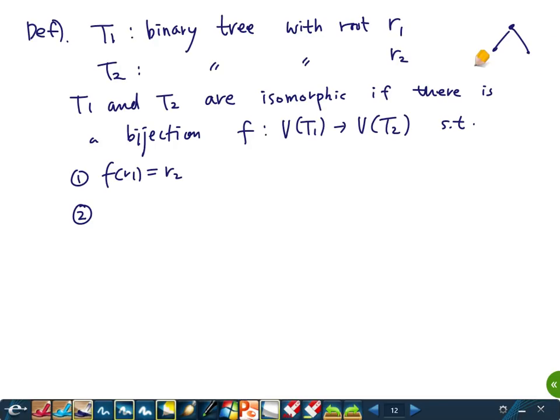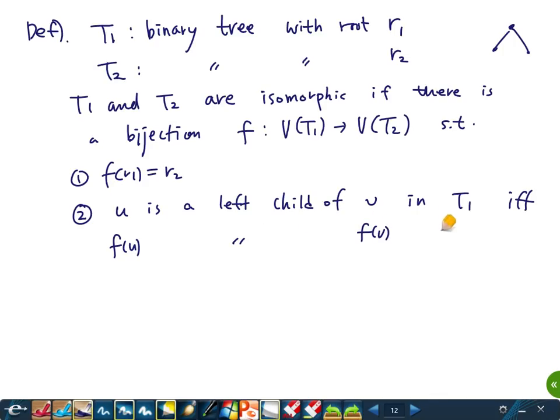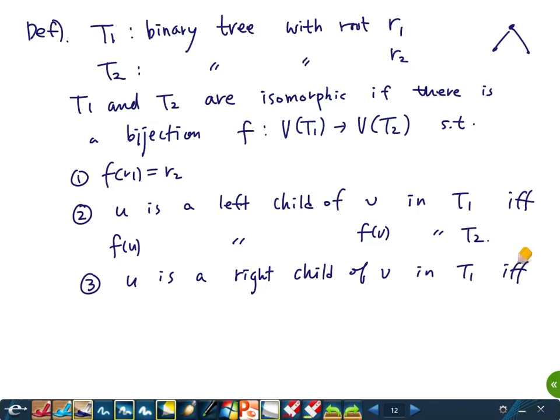If 2 binary trees are isomorphic, they have the same structure as binary trees. So it means U is a left child of V in T1 if and only if the image of U is a left child of the image of V in T2. And third, of course, we change this to right child: U is a right child of V in one graph if and only if the image of U is a right child of the image of V in T2. So we consider not only being a child of something, but also whether it is the left child or right child. We want to keep that structure together.